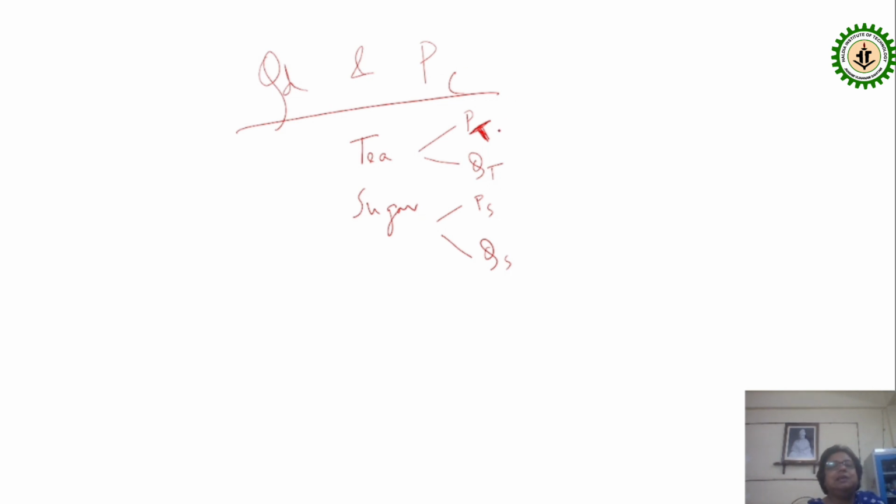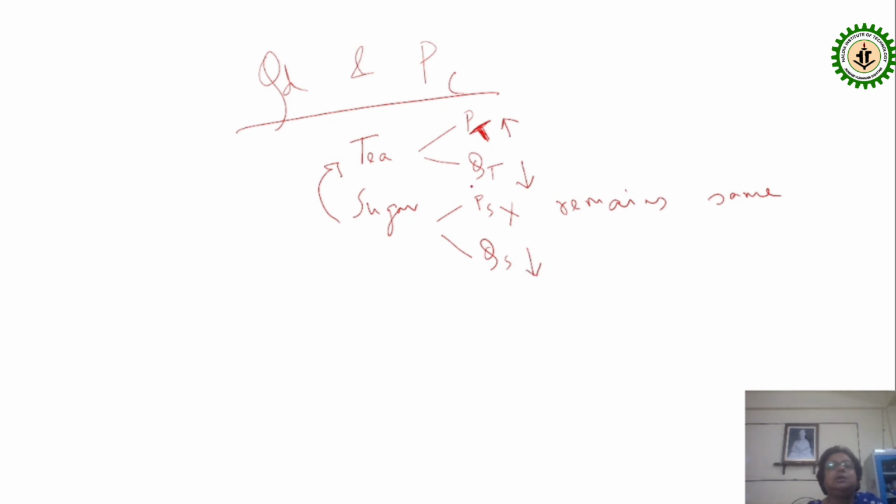So what happens if the price of tea increases? Following the law of demand, the quantity of tea should come down. If the price of tea increases, we will consume less tea. Suppose nothing has happened to the price of sugar; the price of sugar remains the same. Then also, as we use sugar with tea only, and we are consuming less tea, we will consume less sugar.